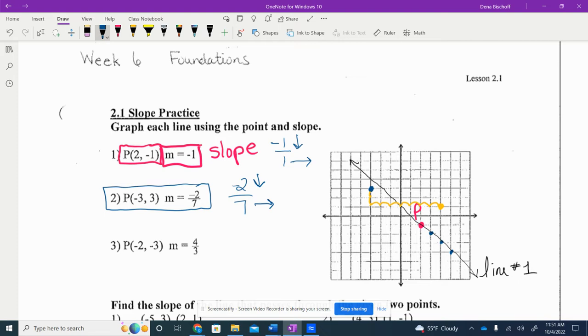Am I going to be able to do more than 2 points on this graph? No, I'm not. I've kind of run out of space. So I'm going to connect these 2 points with a line. And I'm going to call this line number 2. That is line number 2.